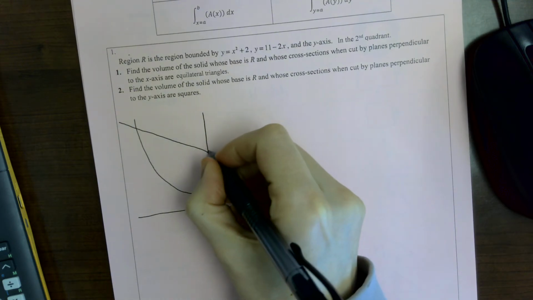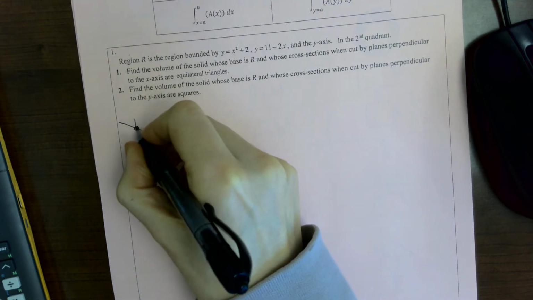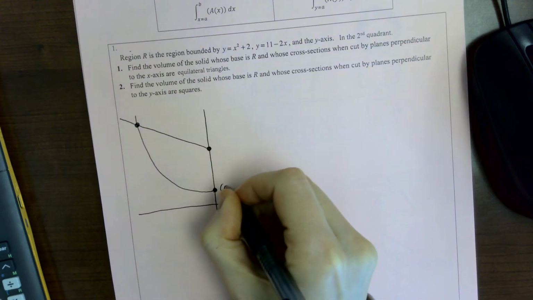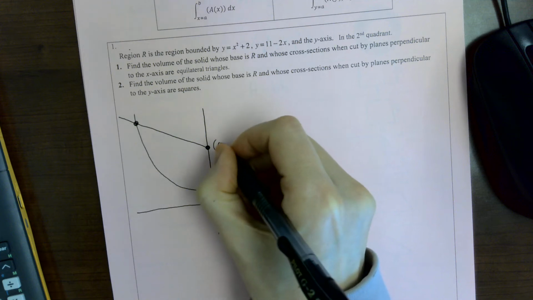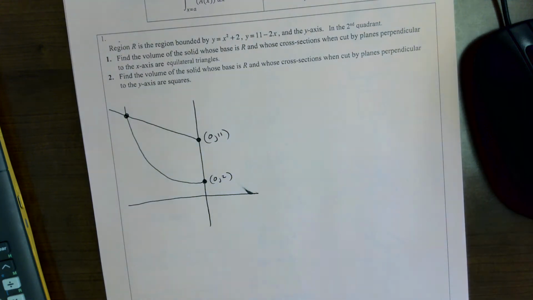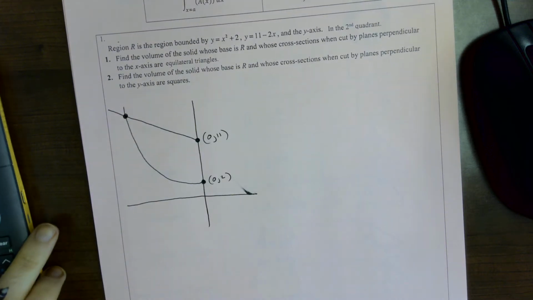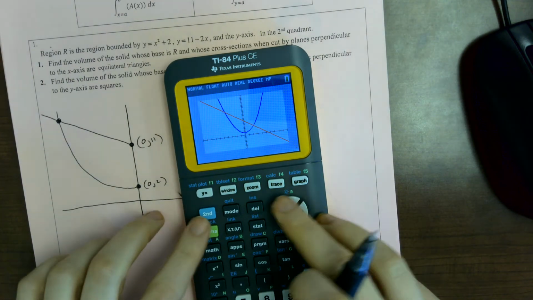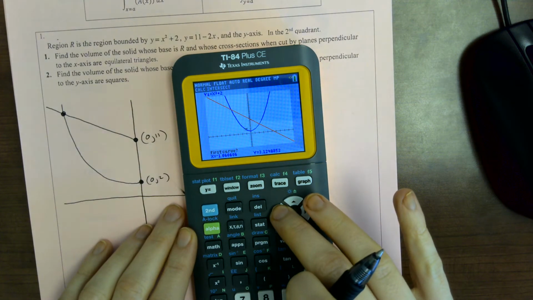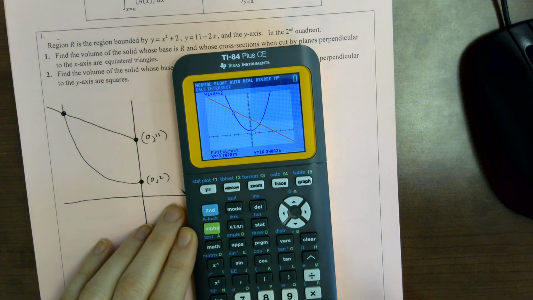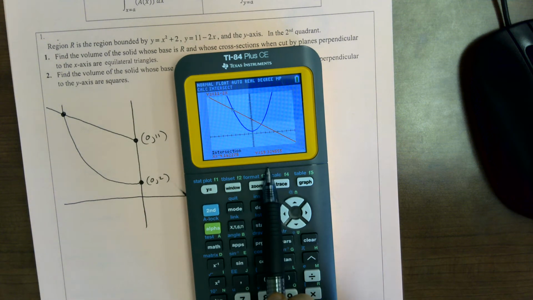Okay, now the next thing I'm going to do is get these intersection points. All right, this one here is 0, 2. That's where the parabola starts. This one here is 0, 11. Okay, that's the y-intercept of the line. Now this one up here, I'm going to have to use the intersect thing. So I go second calc, intersect. You hit enter 3 times. Here is our intersection. I'm going to need to store those.